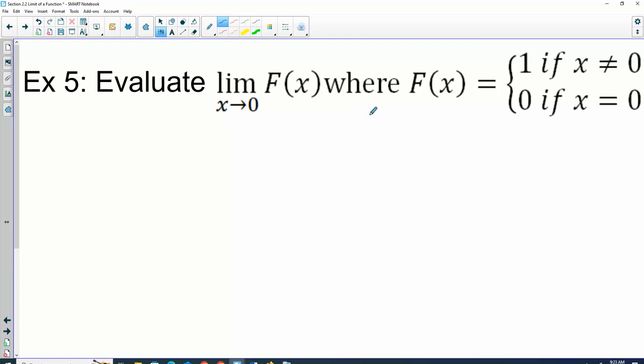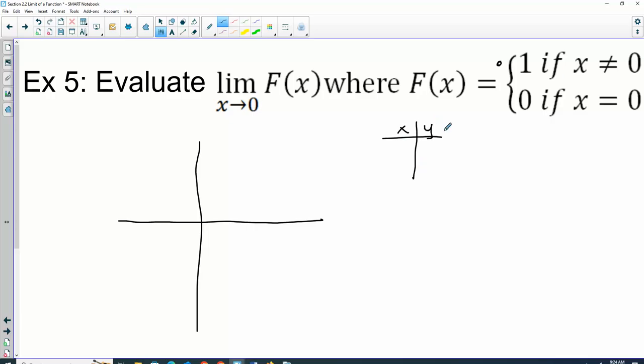If I want the limit as x approaches 0 of the function, where x is 1 if it's not 0 and it's 0 if it is 0, could we draw a graph for that? We reviewed practicing drawing piecewise graphs, right? We talked about that and we did it last year. It's essentially making a t-chart for each piece. You would have to put in the 0 here, but since it wasn't equal, that would be an open circle.